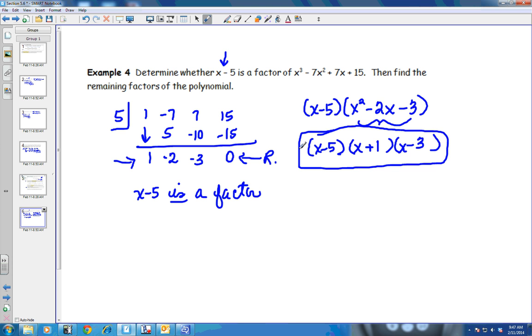You guys are going to be doing page 355, which is section 5-6. And we're going to do, let's see here, 1 through 27 odd on page 355.